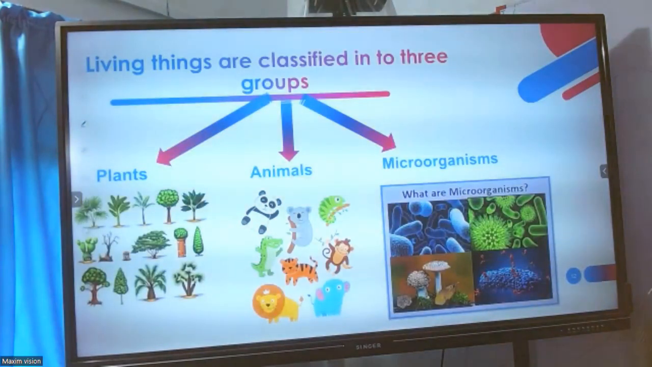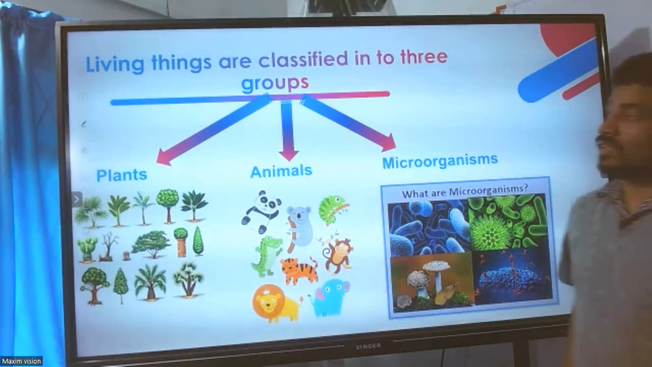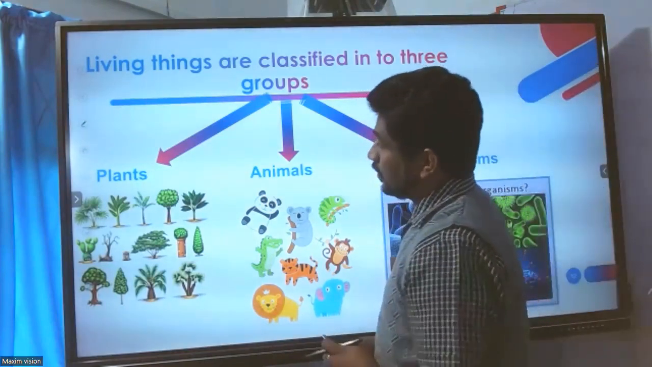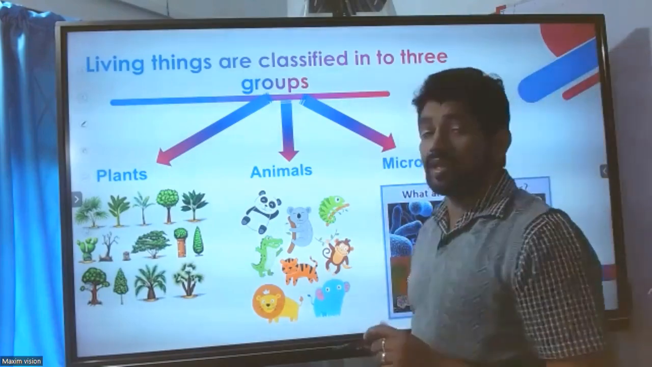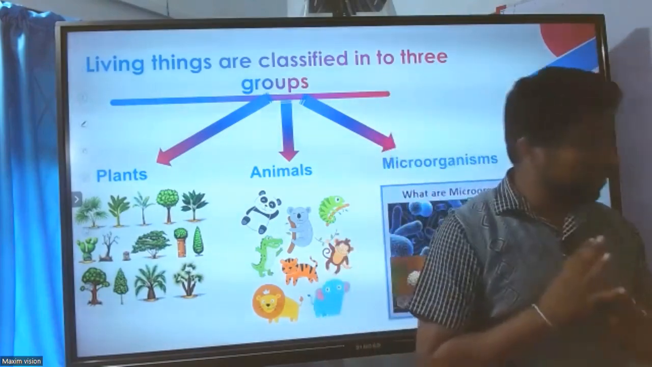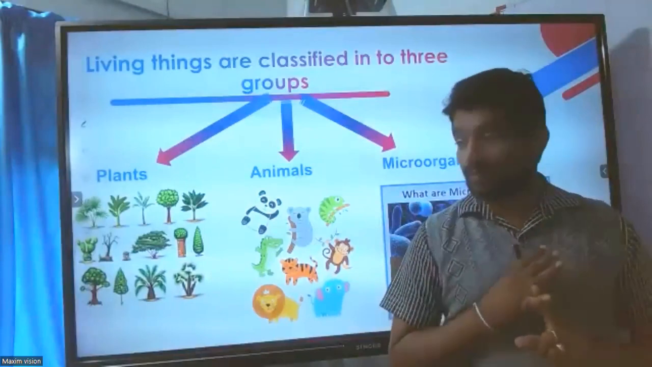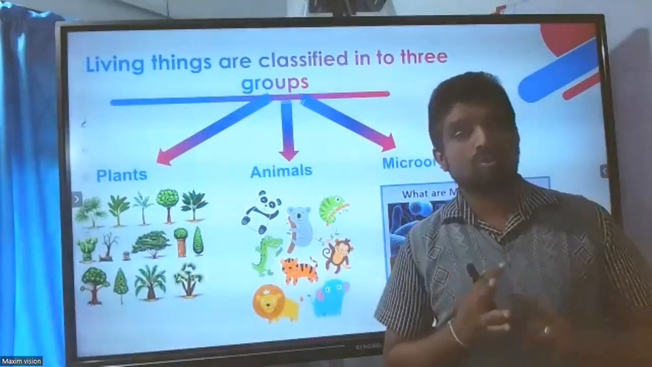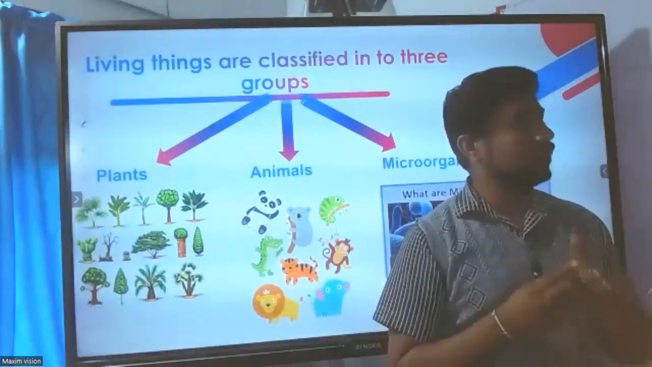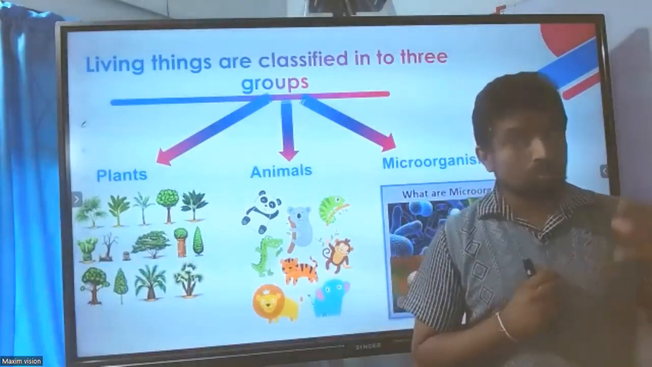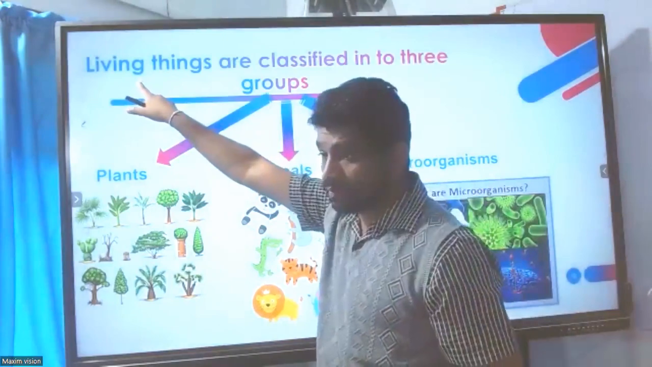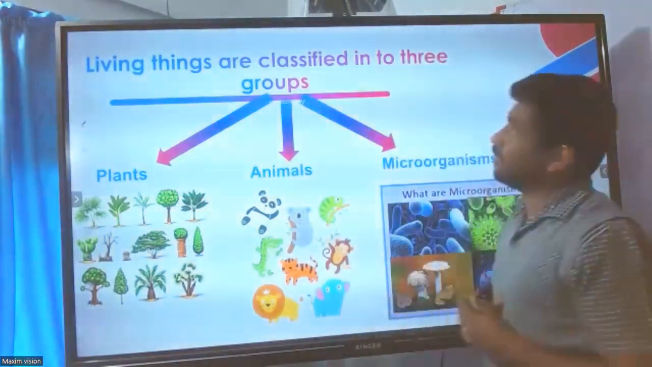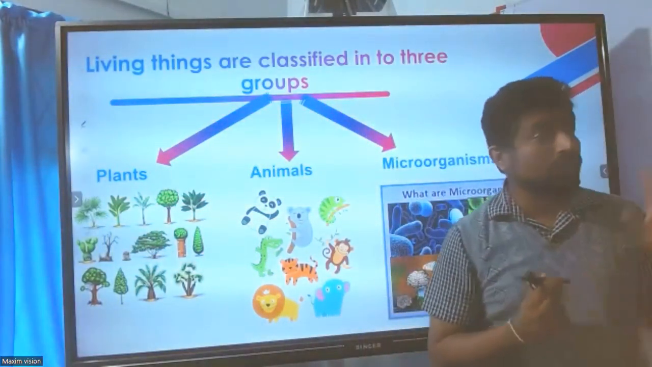Right, now look at here. Now within the living things that we can identify in our environment, who are living things? Those who have living features or life functions. What are they? Growth, respiration, excretion, nutrition. The things doing those, we call them living things.